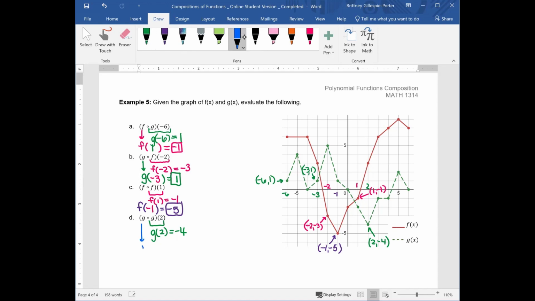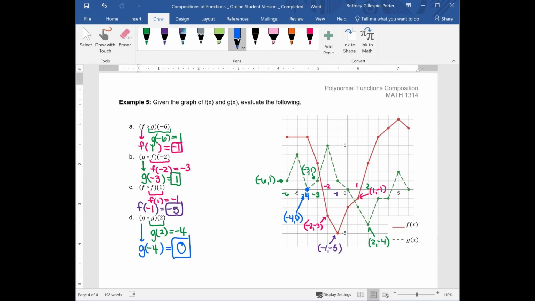Bring down the outside g. We need to find g of -4. Bring the -4 down. So we go to where x is -4. And we find the ordered pair (-4, 0), which means our answer is 0.